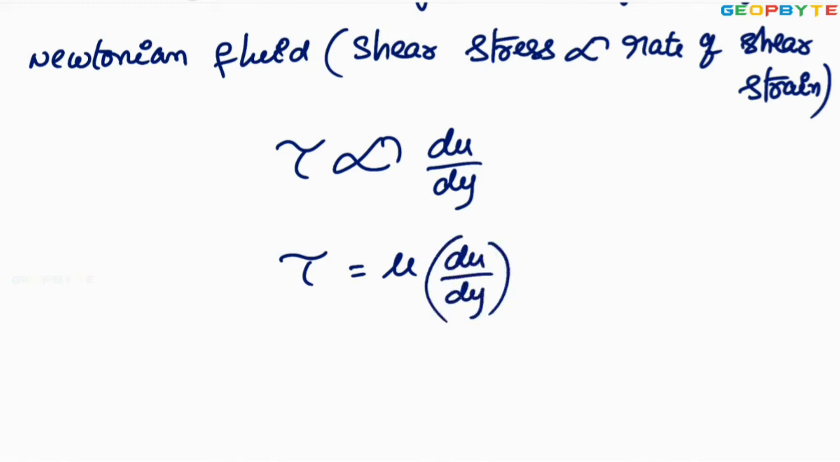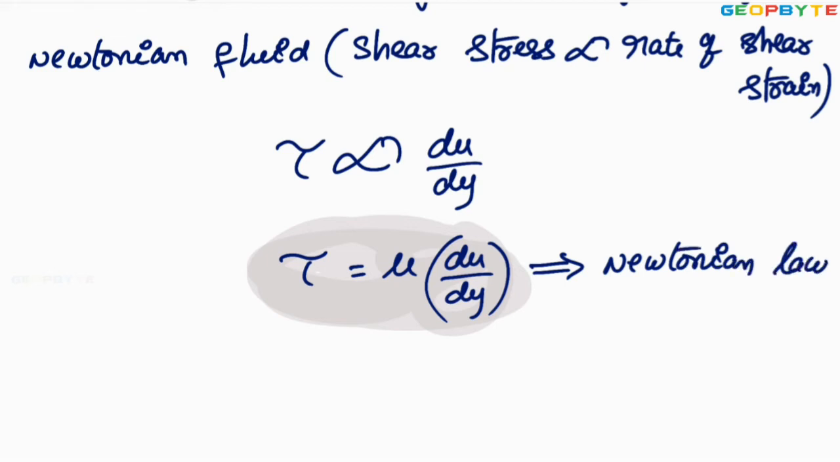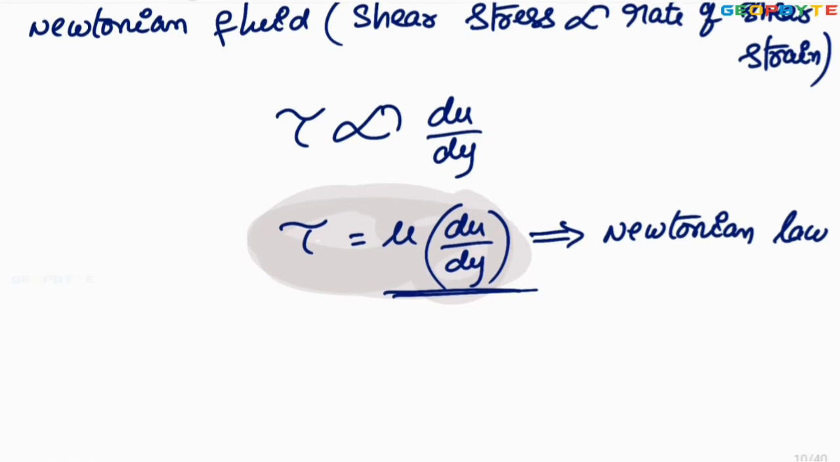Here tau is the shear stress, mu is the coefficient of dynamic viscosity, and du by dy is the velocity gradient or rate of shear strain. This equation is called the Newtonian equation or Newtonian law. If any liquid satisfies this equation, such a liquid is called a Newtonian liquid.